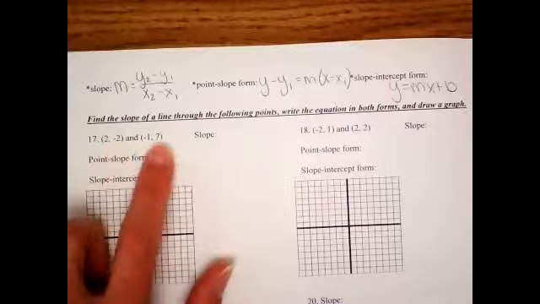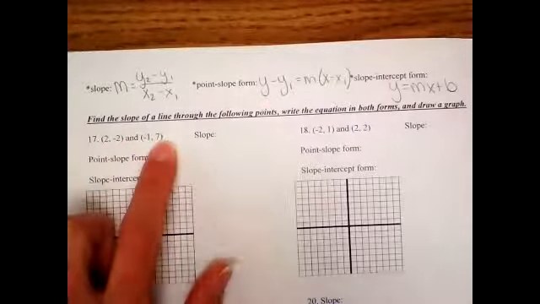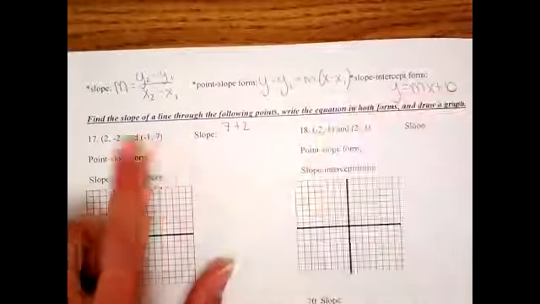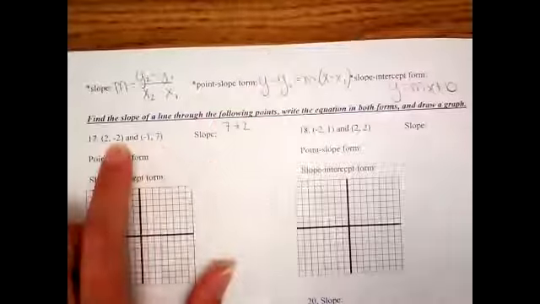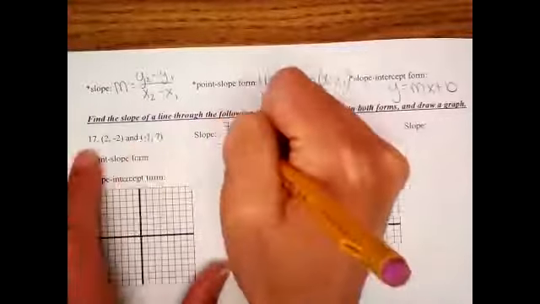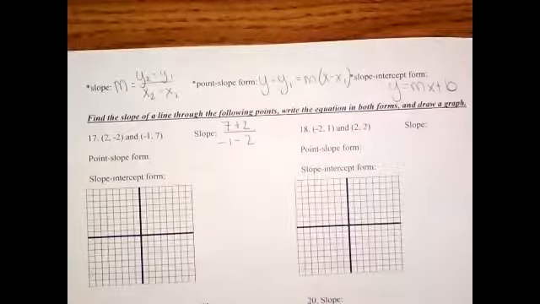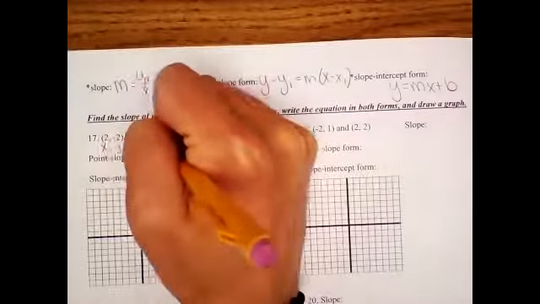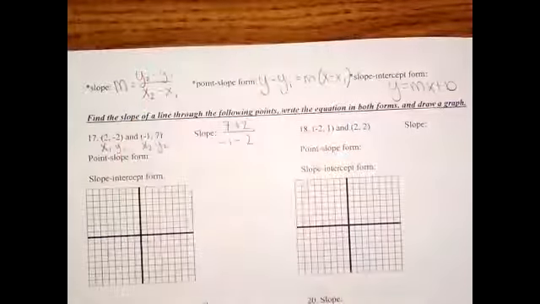All right, so slope, you're going to subtract your y values. So it'll be 7 minus -2, which will make it +2, subtracting the y values. And then subtract the x values. So -1 minus -2. And if you feel like you want to label them, if that helps you, then do that. If it doesn't, then don't.